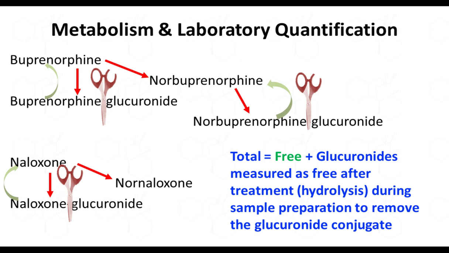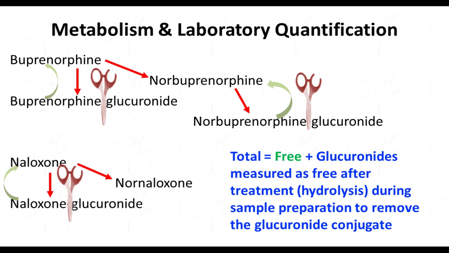If we're looking at metabolism and the issues of laboratory quantification, obviously we're going to be measuring some of the parent drug, but it turns out that it's really not the most predominant species. So as I mentioned, buprenorphine is metabolized to norbuprenorphine as well as to buprenorphine glucuronide, and norbuprenorphine is metabolized to norbuprenorphine glucuronide. Naloxone is also N-dealkylated to nornaloxone, but we won't be mentioning that any further. Most of the metabolite that we'll be talking about is naloxone glucuronide.